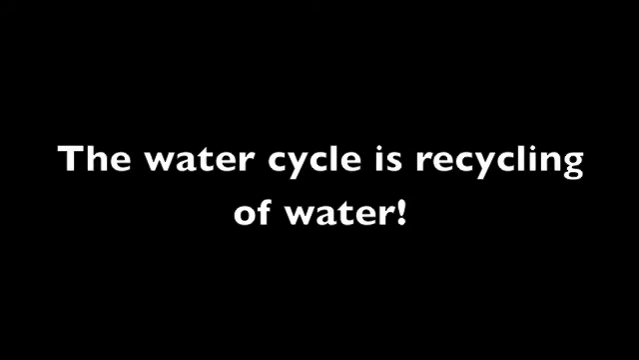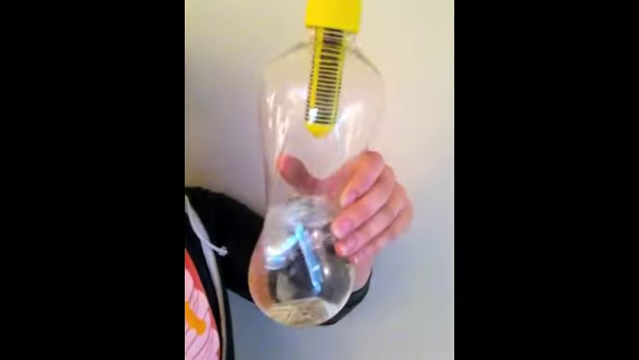The water cycle is one big system of recycling the water so that we can use it over and over. Water is consumed by animals and by humans. We need water for our toilets, for our showers, to wash our dishes, and so many other things.